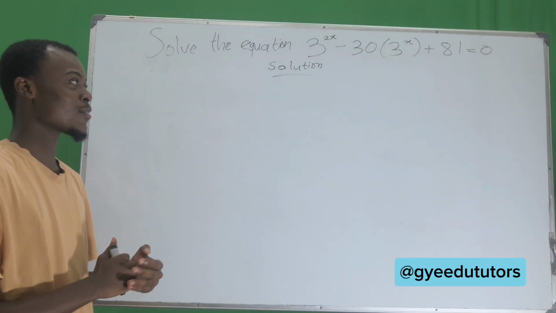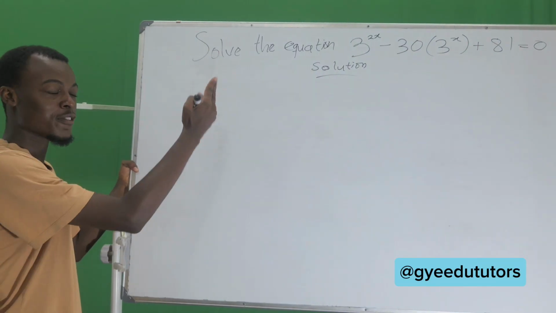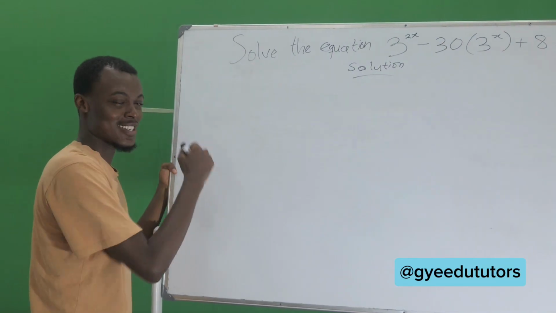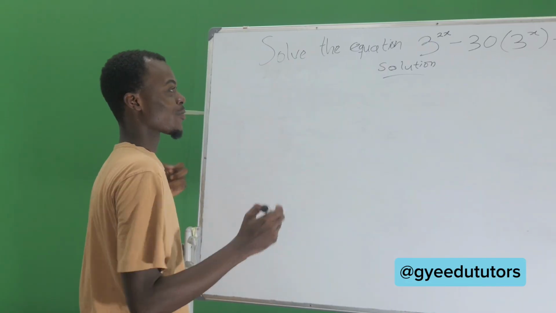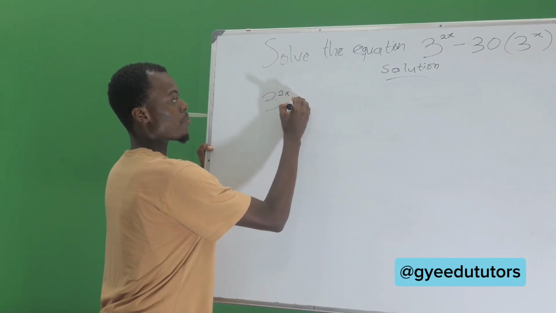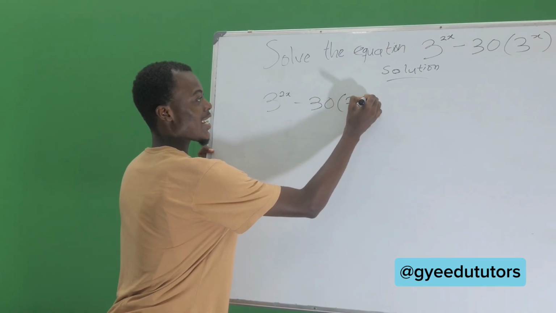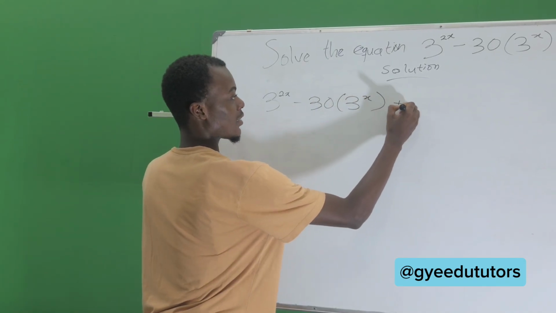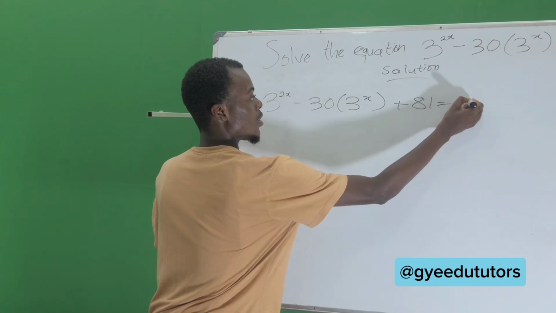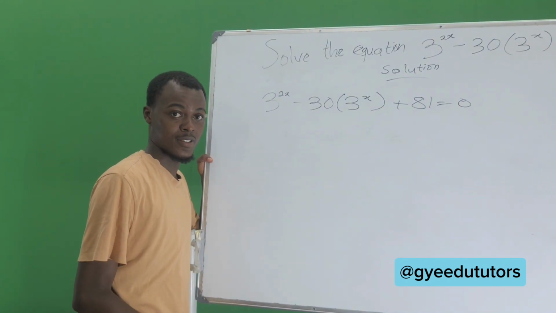Okay, so we have an equation under indices, and we are trying to find x here. So come with me and let's start. Okay. So now, if you are given an equation like this, 3 exponent 2x minus 30 exponent 3x plus 81 equal to 0. Okay, so now we have to break them down first, right?